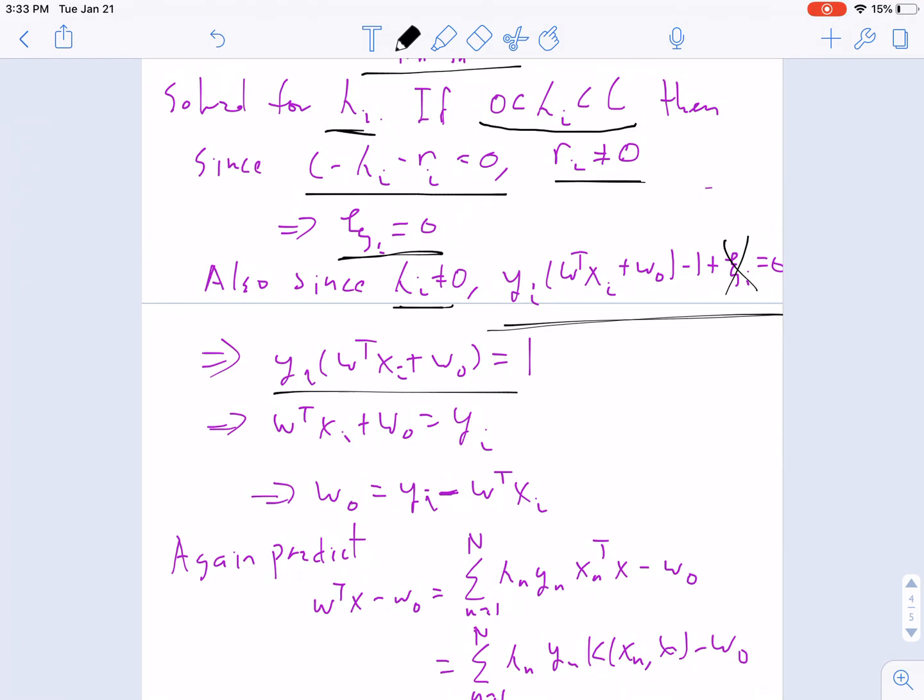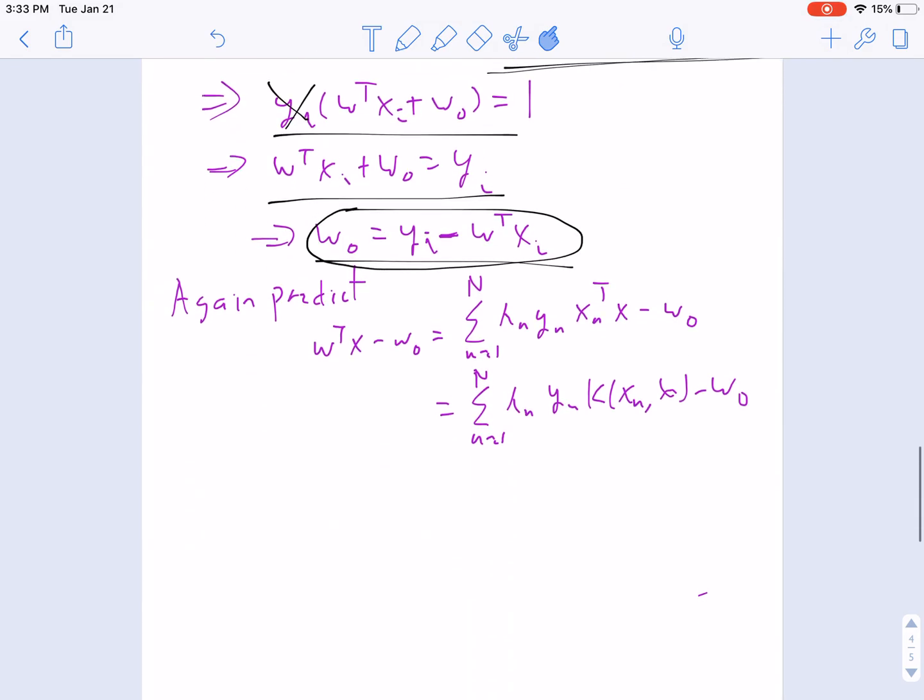yi times w transpose xi plus w naught equals 1. And then we can multiply everything by yi. Recall that yi is either 1 or negative 1, so yi squared here just gets rid of the yi. And then we get this. We're going to go ahead and solve for w naught, and that gives us a solution for w naught. So that's how we would solve for w naught.